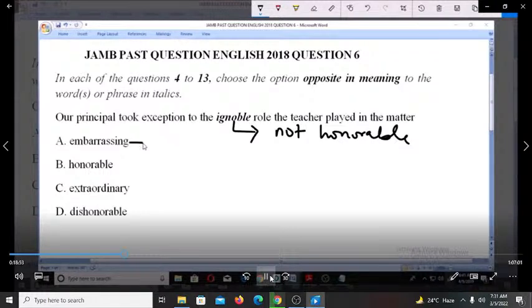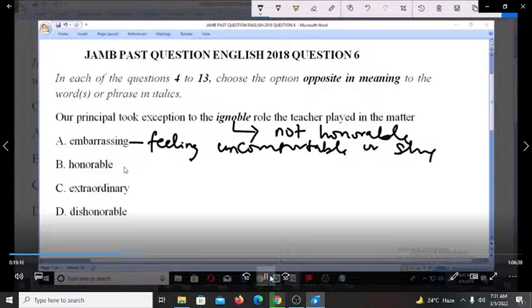Number one is embarrassing. What is the meaning of embarrassing? Embarrassing simply means feeling uncomfortable or shy. When you feel embarrassed, it simply means that you're feeling uncomfortable or that you're feeling shy. Then honorable means worthy of respect. When something is honorable, it simply means that that thing is worthy of respect. So you can simply see the relationship there between ignoble and honorable.